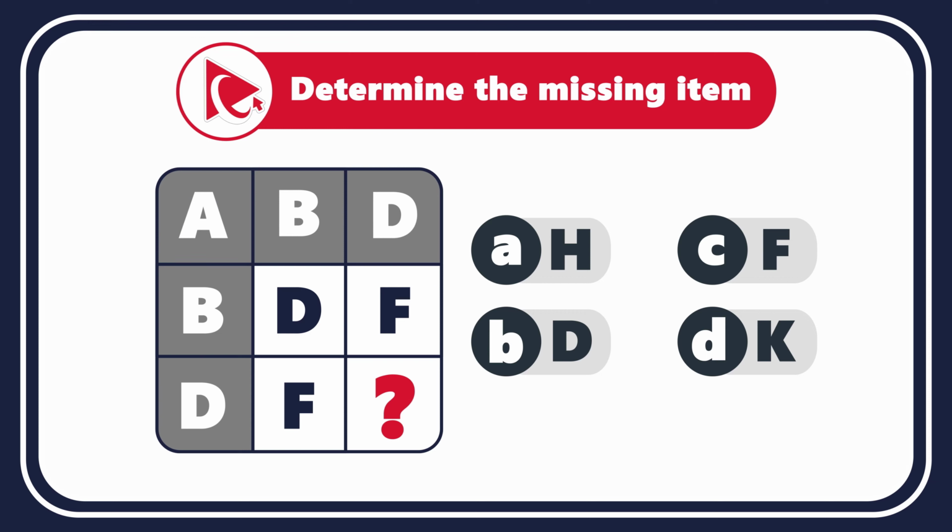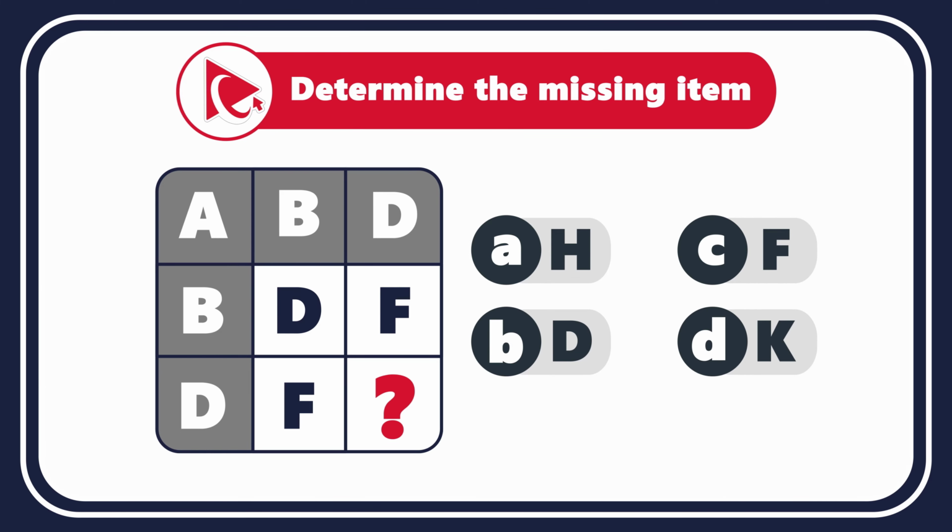The first row has letters A, B, and D. The second row has letters B, D, and F. And then the third row has letters D, F, and then comes the missing letter, which you need to select out of 4 possible choices. Choice A, H. Choice B, D. Choice C, F. And last but not least, choice D, K.